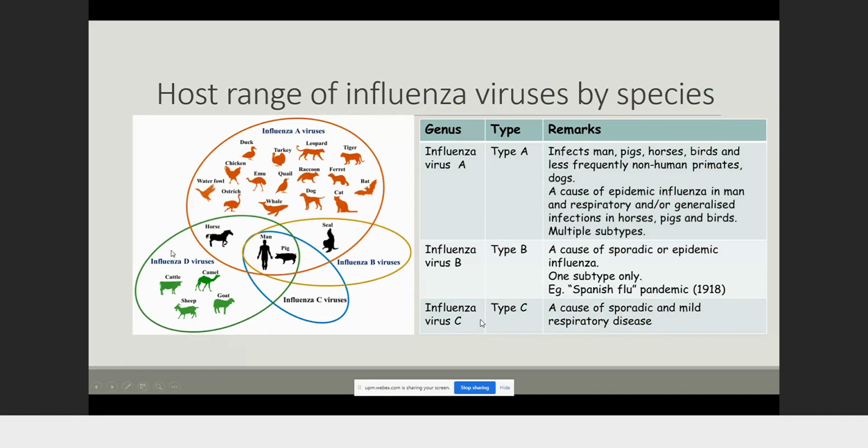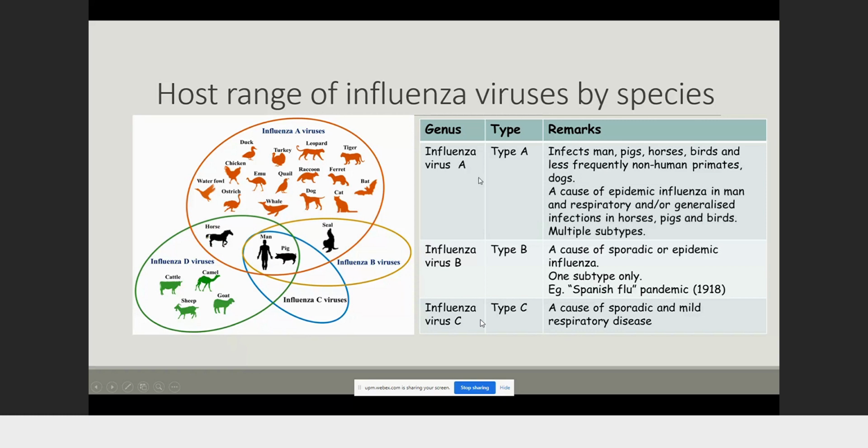Okay, there is a very full range of hosts for influenza virus. This is an example of influenza A virus. You name it, any animals, and humans can be infected by influenza A. Whereas in influenza B, you have human, pigs, and seal. Influenza D, you have horse, human, cattle, camel, sheep, and goat. And influenza C, you have men and pigs.